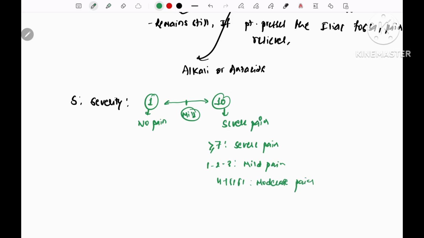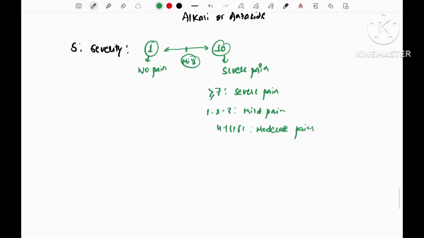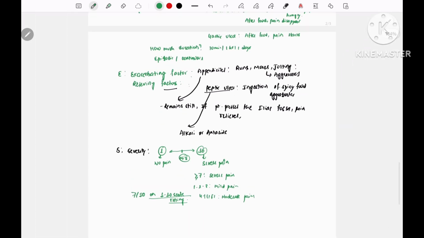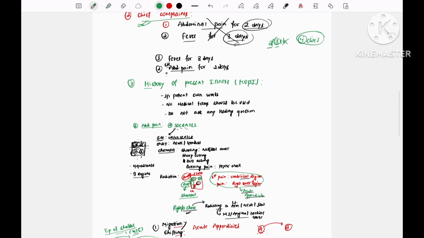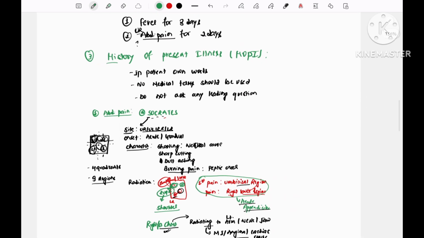So if we do not mention severe, mild, and moderate in our history of present illness, we just say that the patient gives a score of 7 by 10 on a 1 to 10 scale rating. We just mention this point during presentation. Now I have completed the history of present illness about pain.